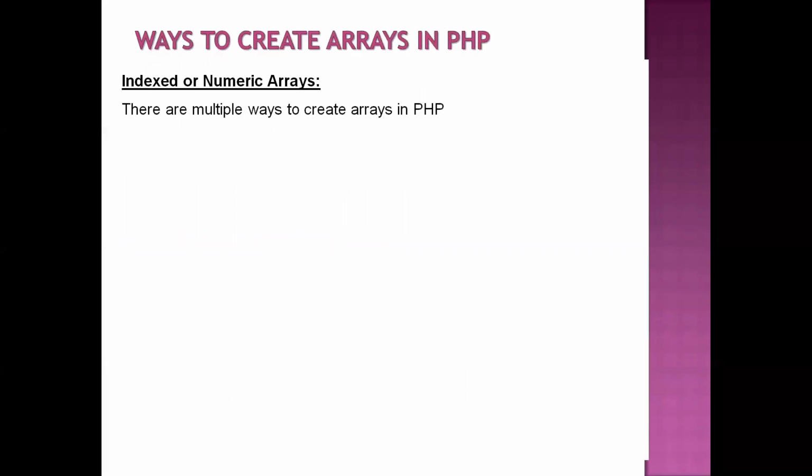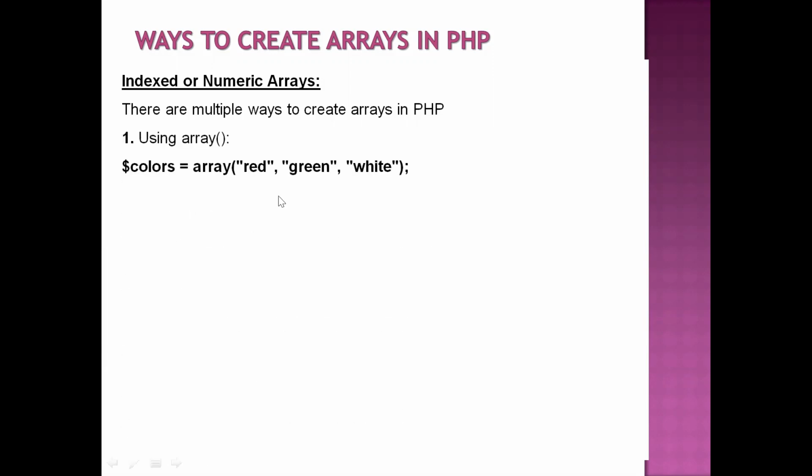Now see how many ways we can create arrays in PHP. Generally in any programming language, we can create the array straight away by assigning the value. But one speciality of PHP arrays is that we can create arrays by using the array function. Whatever name you want to use for the array, that name equals array of the values of the array. This is one of the important ways for creating the array.